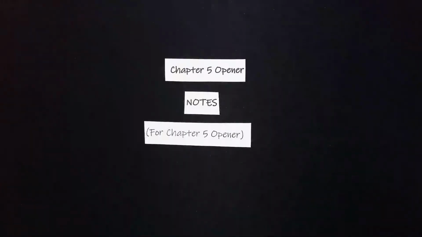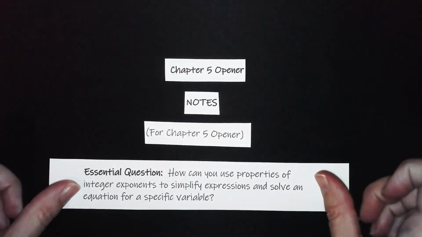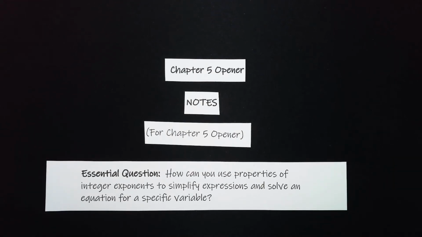And we're going to go ahead and get on to the lesson. So get out the chapter 5 notes. We're going to start on the chapter 5 opener. All right, so this is the chapter 5 opener notes. That will help us with the chapter 5 opener on Big Ideas. And the essential question for the chapter 5 opener here is, how can you use properties of integer exponents to simplify expressions? And how can you solve an equation for a specific variable?